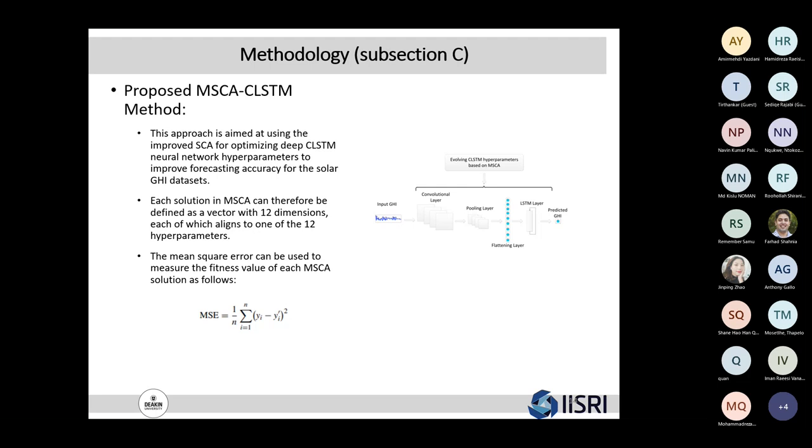We aim to use this SCA for optimizing deep CLSTM neural network hyperparameters to enhance prediction accuracy for the solar GHI dataset. So here I'm going to talk about how to involve both of these concepts together for GHI prediction. This combination is called MSCA-CLSTM, which aims at using the improved SCA for optimizing deep CLSTM neural network hyperparameters to improve forecasting accuracy for solar GHI datasets.